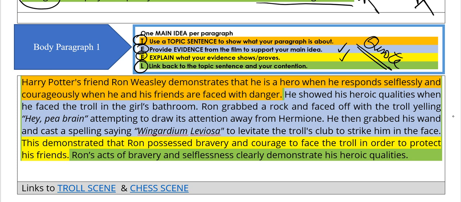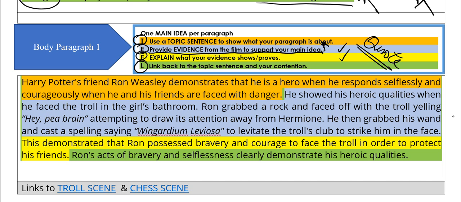So, here's our topic sentence. Harry Potter's friend Ron Weasley demonstrates that he is a hero when he responds selflessly and courageously when he and his friends are faced with danger. So, we're just making a statement. Now we need to provide evidence from the film to support what we're saying.